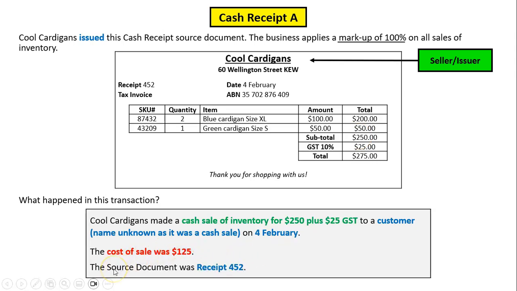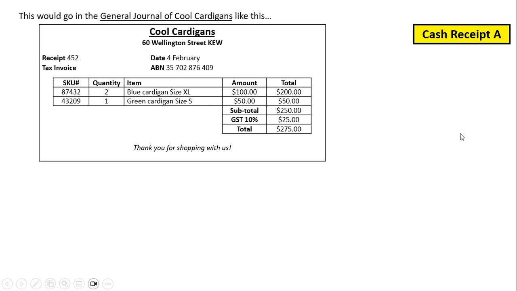So that's how we get a cost of sale of $125. And the source document that we're going to refer to record all this is receipt 452. And we can see that there. We can also see this is a tax invoice. That doesn't mean it's a credit transaction. Remember, tax invoice just means it's a transaction that involves GST. And we can see that there for $25. So how would we record this in the general journal?